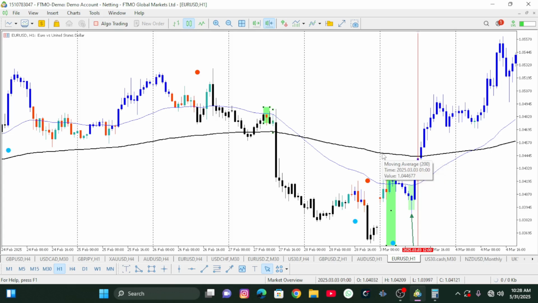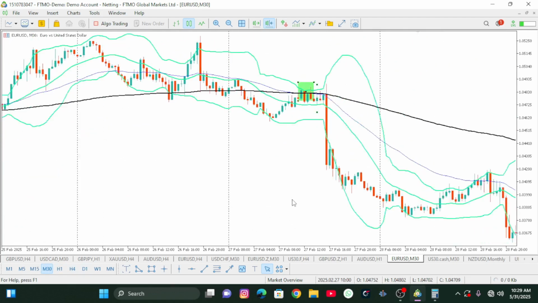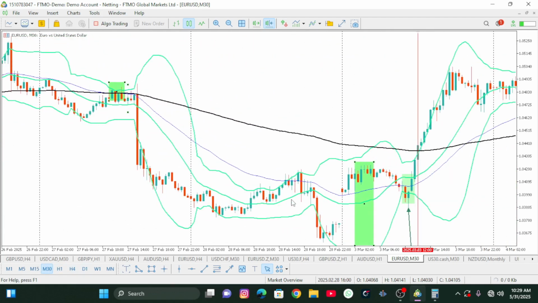Don't look at the 200 moving average at the lower time frames, or any time frame below 4 hour. The best time frames to use this 200 are usually the daily, 4 hour, monthly, and weekly. Those are the best time zones. So let's move to the Bollinger Bands. At the Bollinger Bands, what do you see?